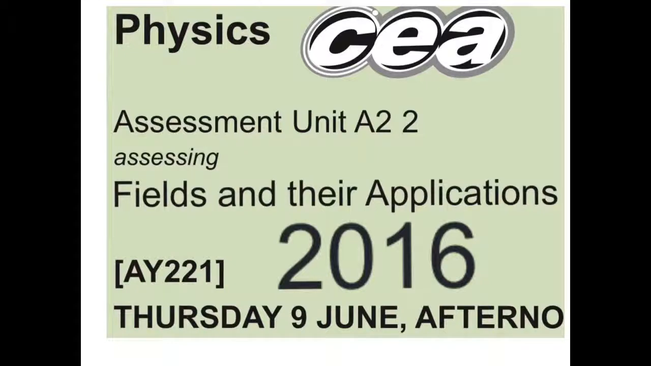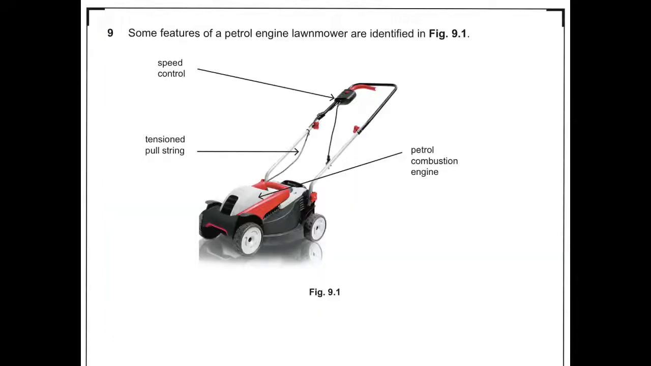Right, so here we go with A2 Physics from CCEA, and this is Fields in Their Applications from June 2016. Let's get started. Question 9 is a synoptic kind of question. It says that some features of a petrol engine lawnmower are identified in figure 9.1.